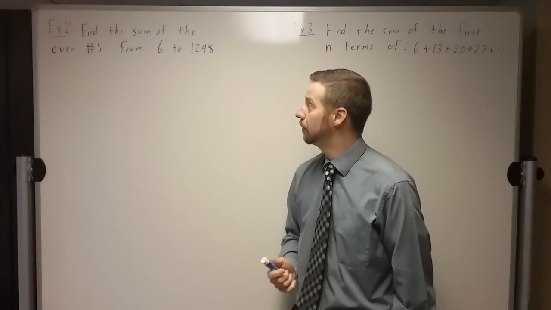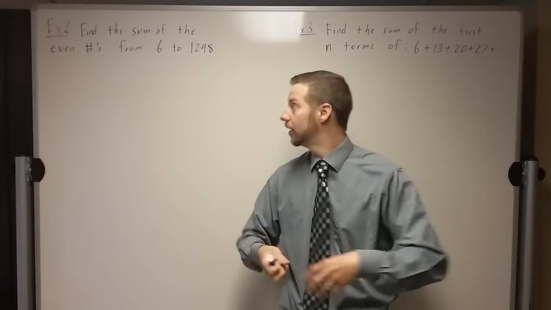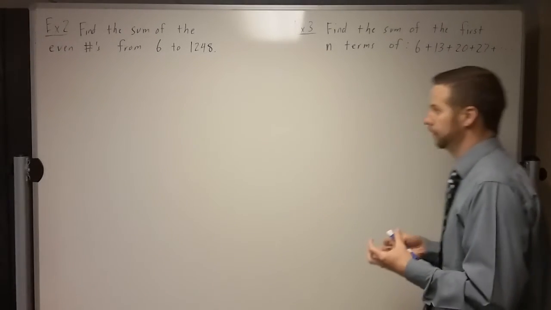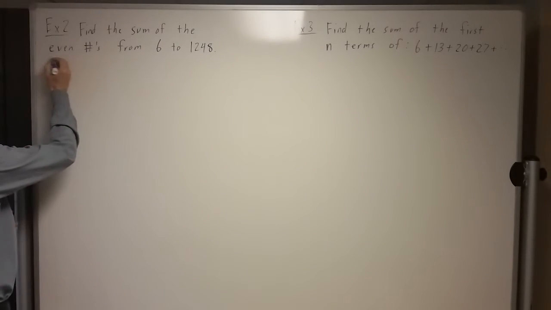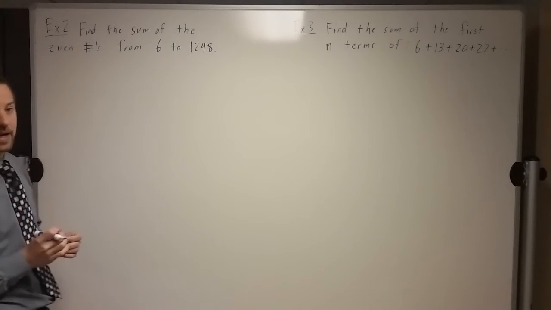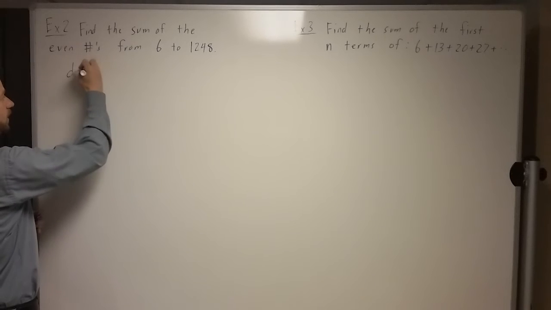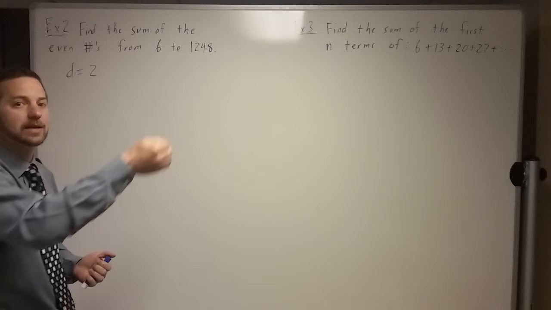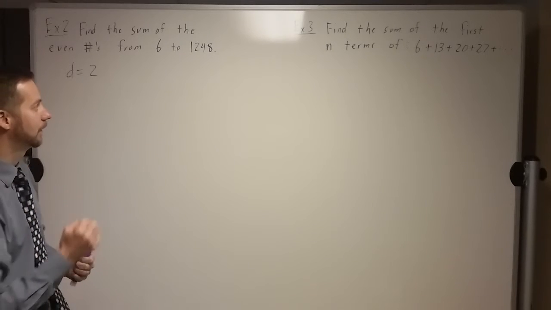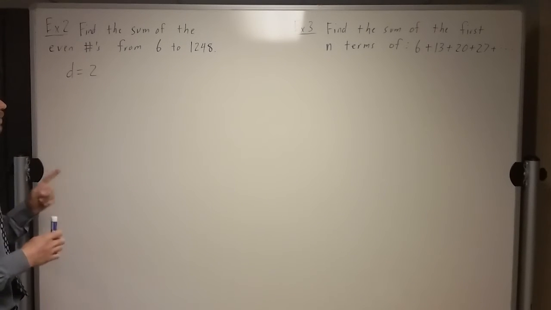We're trying to find the sum of the even numbers from 6 to 1,248. So, if we're finding the sum of the even numbers, that's basically telling us our common difference here is 2. Because if we're only going even numbers, we go 6, 8, 10, so we're going up by 2 each time. And we have to keep going until we get to 1,248.